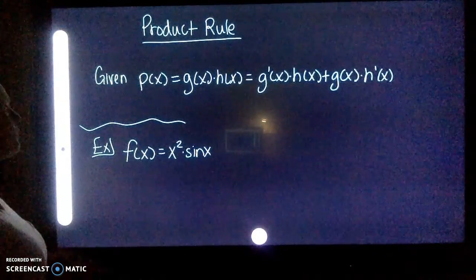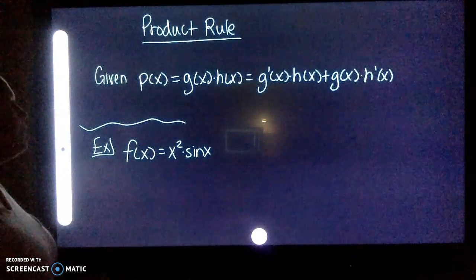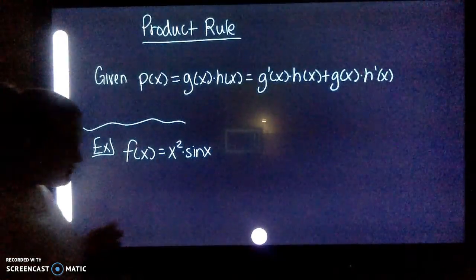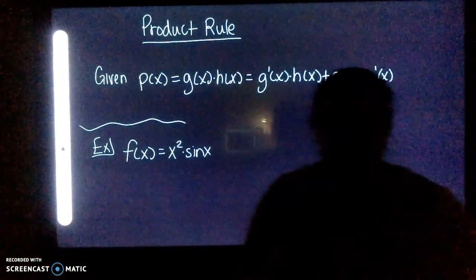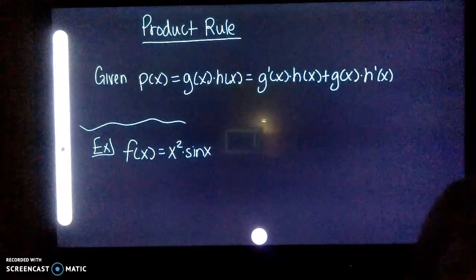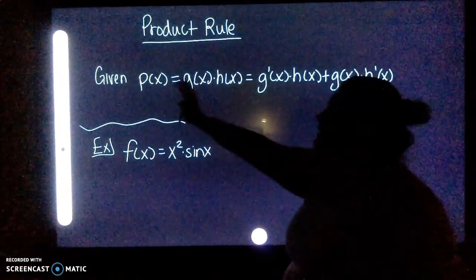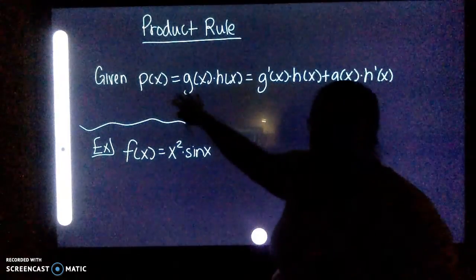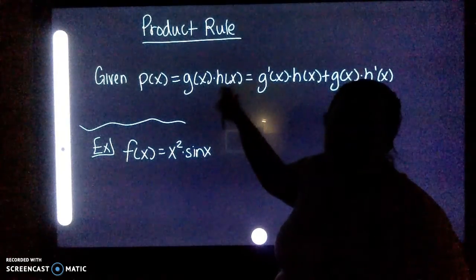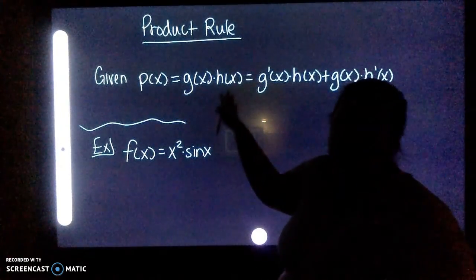Since we learned power rule yesterday, today we're going to focus on product rule. Product rule is what we use when we are multiplying two functions together and want to take their derivative. Okay? So, say we are given a function p of x, and it is the product of g of x and h of x, which means I'm multiplying g and h together.